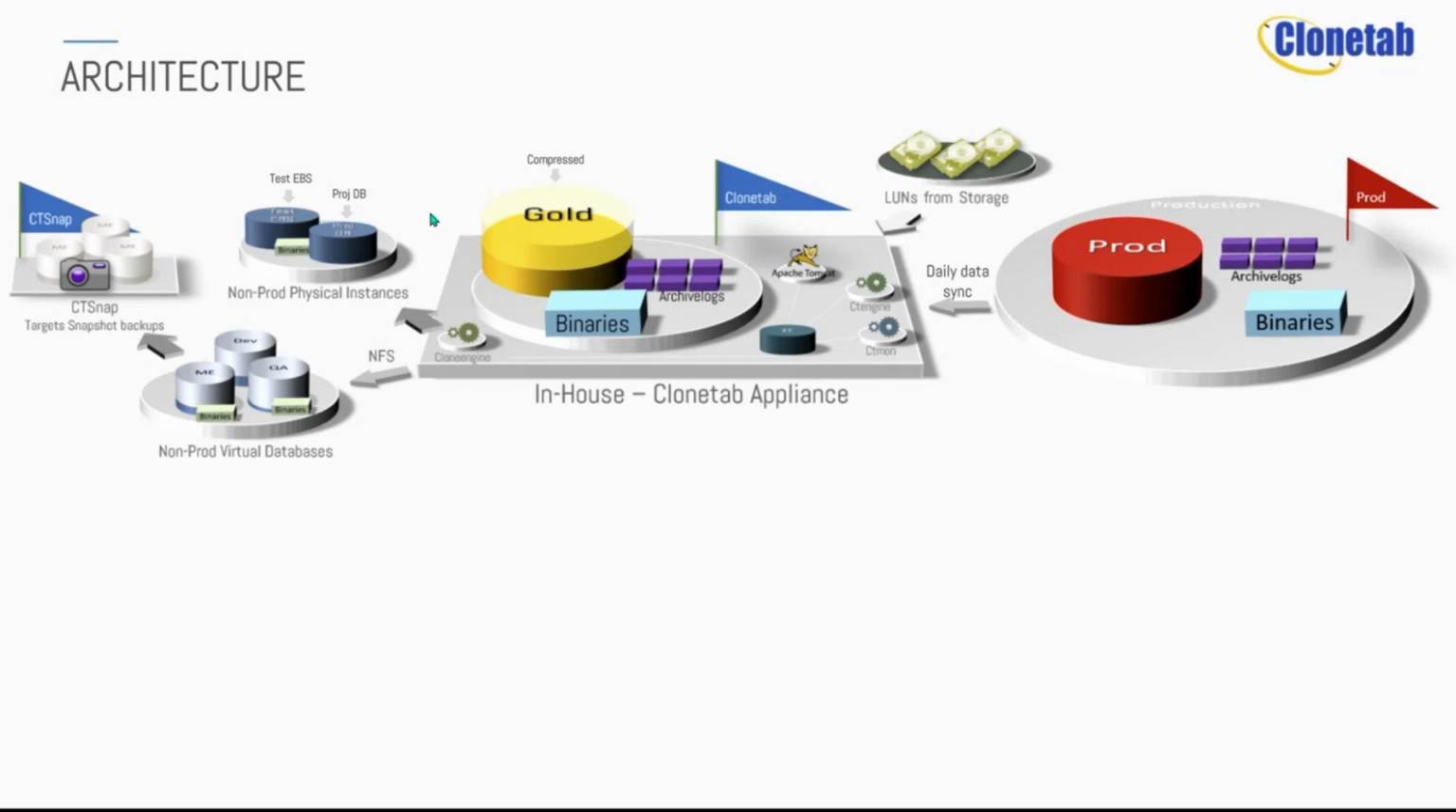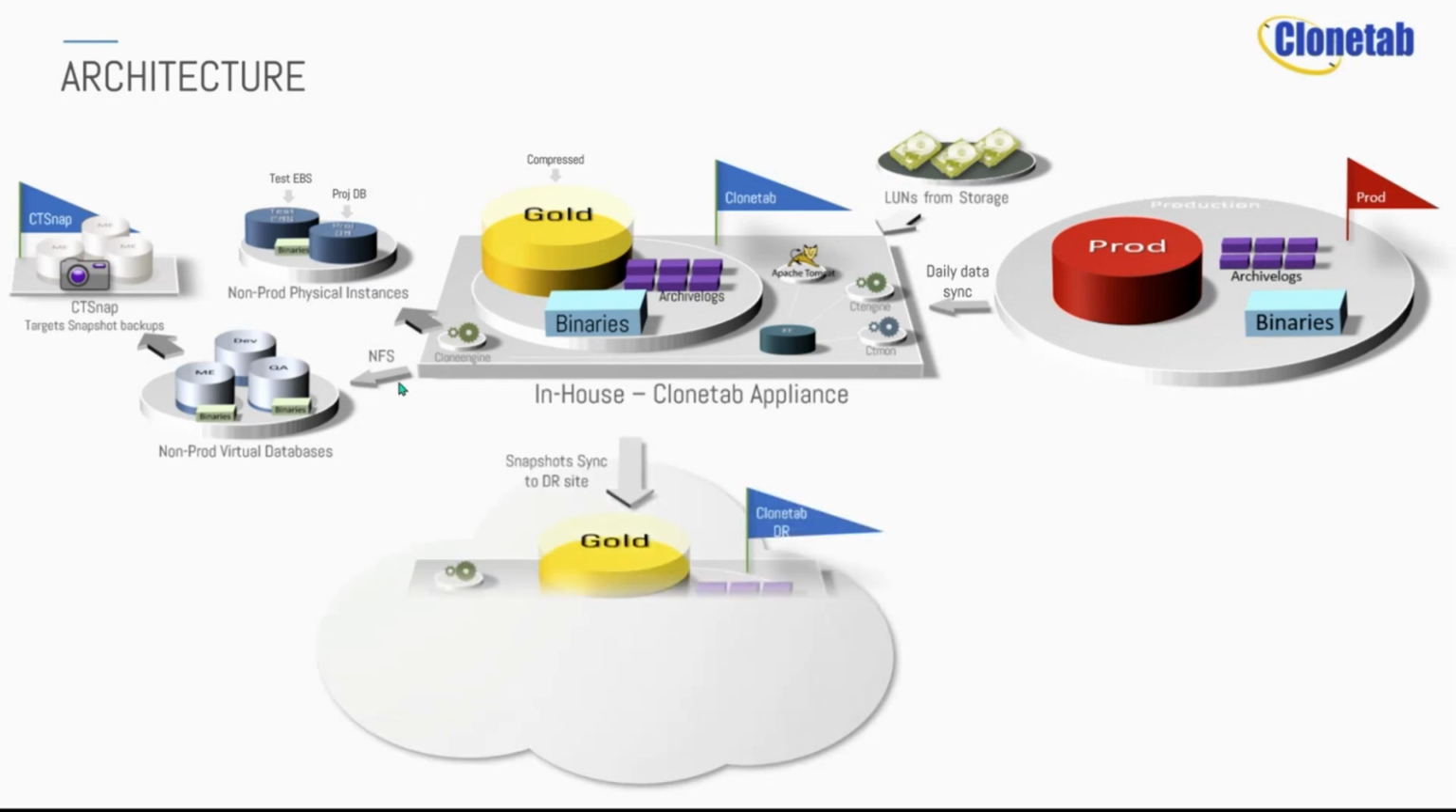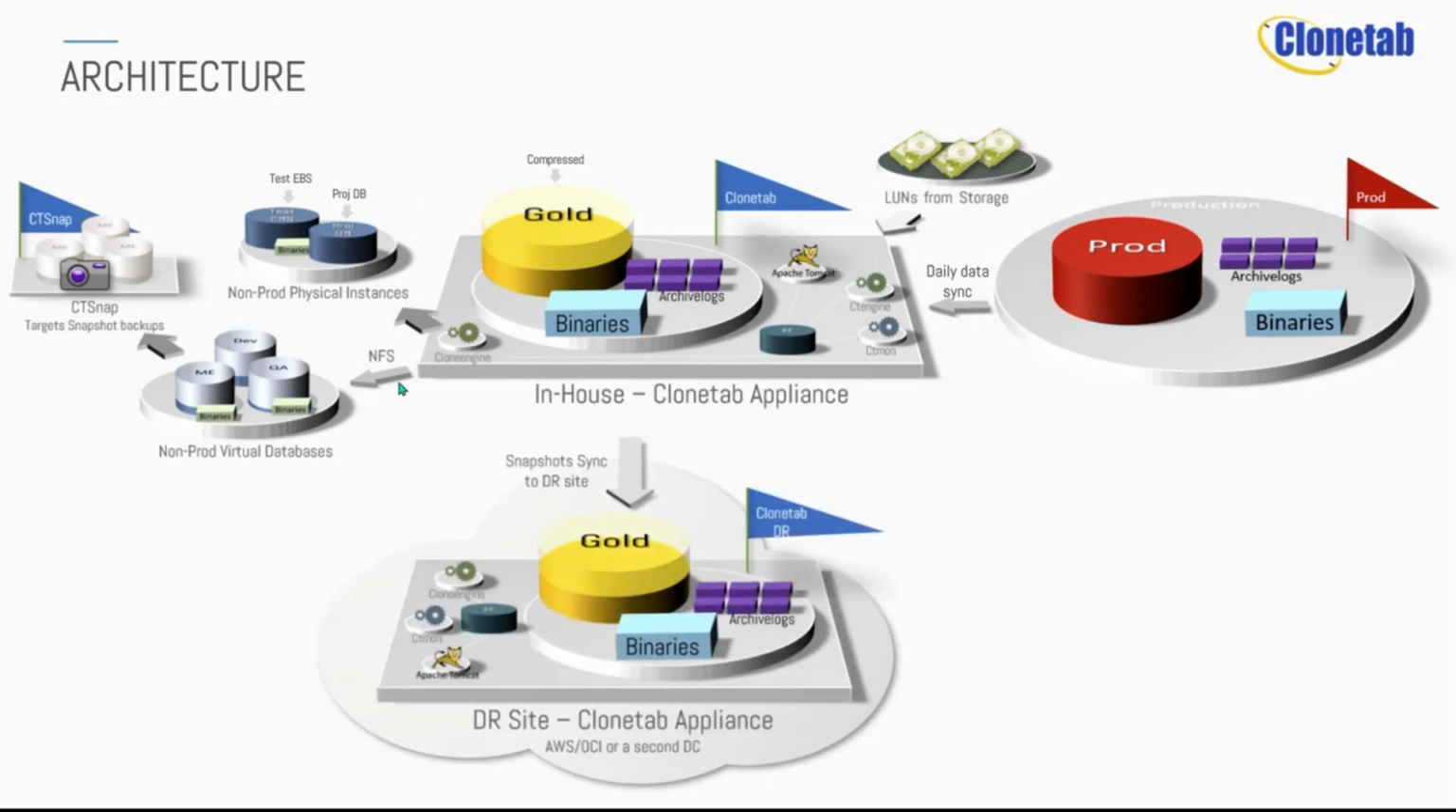And now this is all, say, within one cloud environment. And this Clonetab appliance typically sits near your target non-prod environments. So if you have EBS, say on AWS, and in zone 2, for example, the Clonetab appliance also would go to zone 2, whereas your production may be in zone 1. Now this entire appliance can replicate itself to a second data center or a different zone on the cloud.